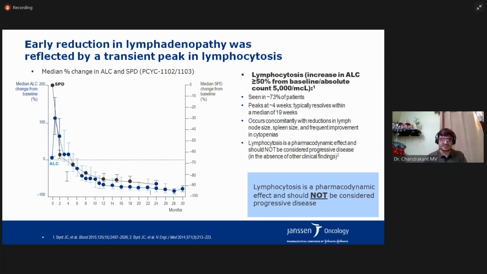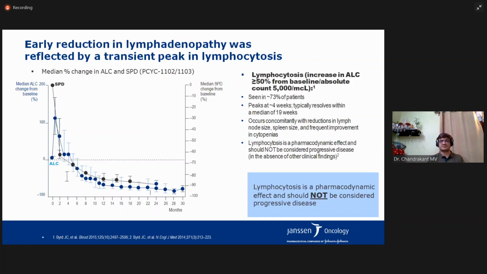in the lymphocytes. This is because the adhesion is reduced, the chemotaxis, the lymphotaxis is reduced, therefore they start coming to peripheral blood. And remember, it is seen in nearly 73% of patients, and the peaks happen at 4 weeks and they usually resolve by 19 weeks. And it occurs concomitantly with reductions in lymph node size, spleen size, and frequent improvement in cytopenias. Cytopenias improve, everything reduces, but the WBC count, the lymphocyte count, goes up.